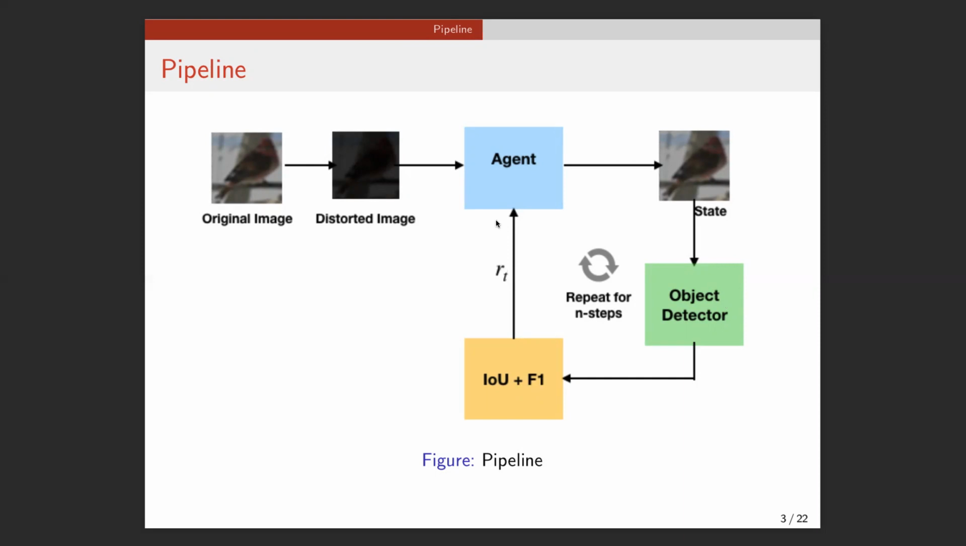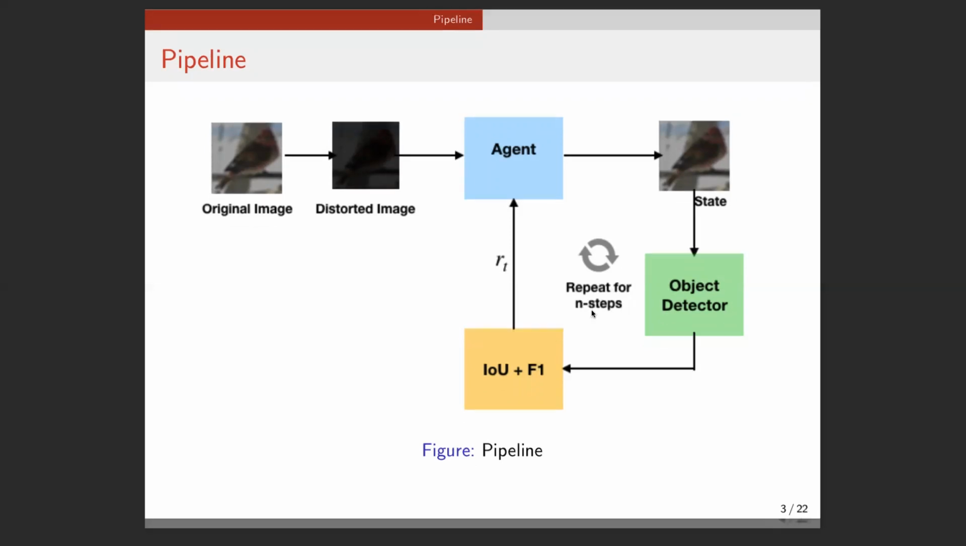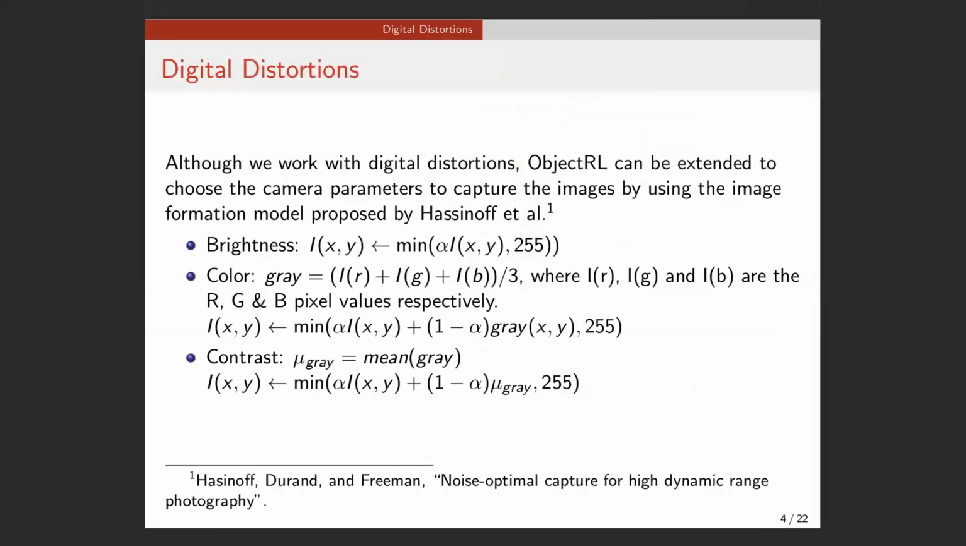Although this process can be repeated n times on one input image, we set the value of n to be equal to 1 for training stability. This is because in the initial episodes of training where the agent is exploring, it takes random actions which distort the image so much that nothing can be detected in it, and hence the rewards are small and it never learns anything. The digital transformations we work with are brightness, color, and contrast of the image.